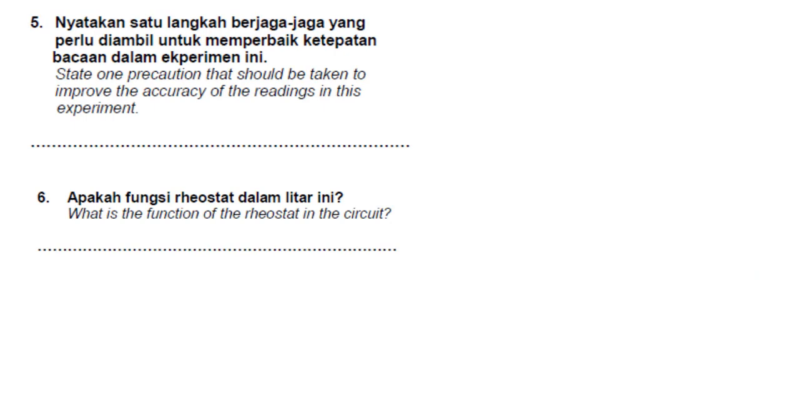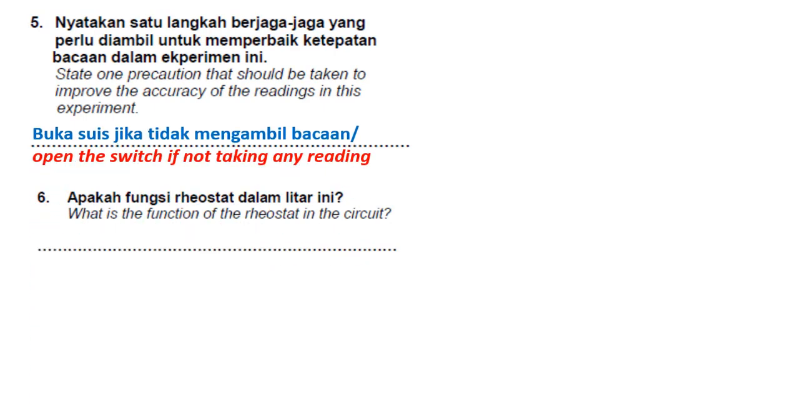State one precaution. Open the switch if not taking any reading. Another one is make sure the position of the eyes must be perpendicular to the scale of the ammeter or the voltmeter. What is the function of the rheostat in the circuit? Again, we want to manipulate the current, so we have to control the current flow by using the rheostat.